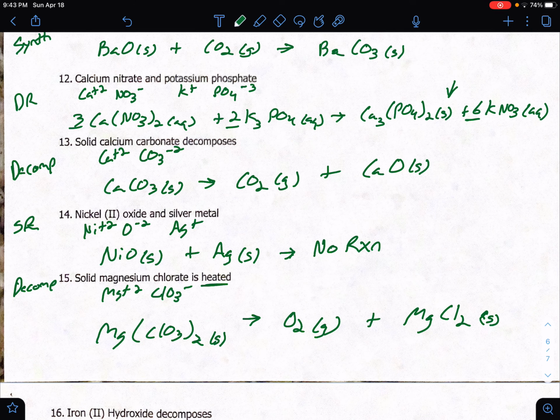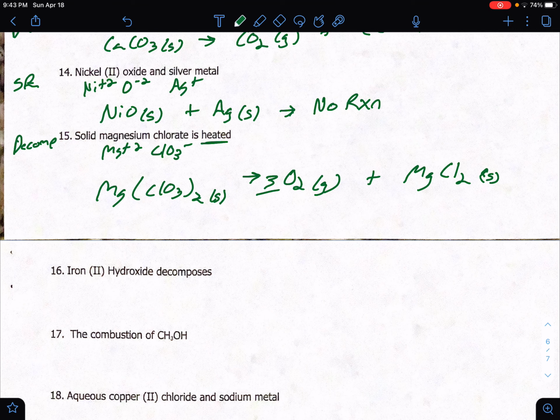So now I have to make sure I have balance. I have 1 Mg, I'm good. 2 chlorines, I'm good. I have 6 oxygens on the left. I only have 2 on the right, so I'm going to put a 3 right here to get that to 6. And that means this one is done.